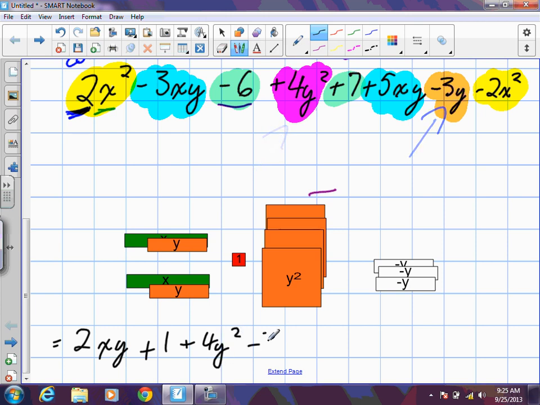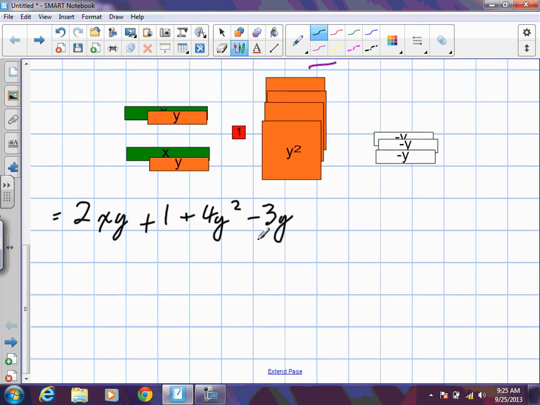Now, a lot of times they want you to write it in a very specific order, and the order they usually want you to write a polynomial in is the order with the variable that has the highest degree. So normally we would start this with positive 4y squared. Then, if our variables are the same, anything that's combined would be the next term, so our positive 2xy. Then our negative 3y plus 1.